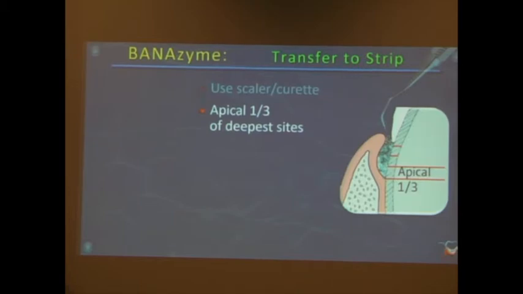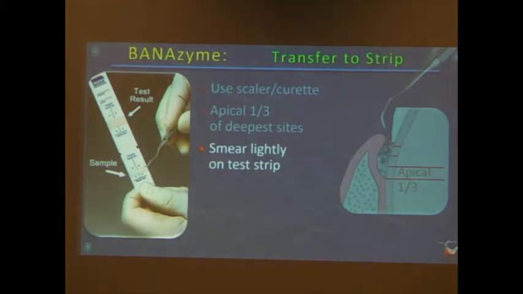So the worst bacteria will be growing at the very base of the pocket, and that's where you want to get your sample. You then transfer the sample to the lower pad on the test strip. Don't scrub it on, because the enzyme is on the surface, and you don't want to scrape it off. Just lightly transfer it.